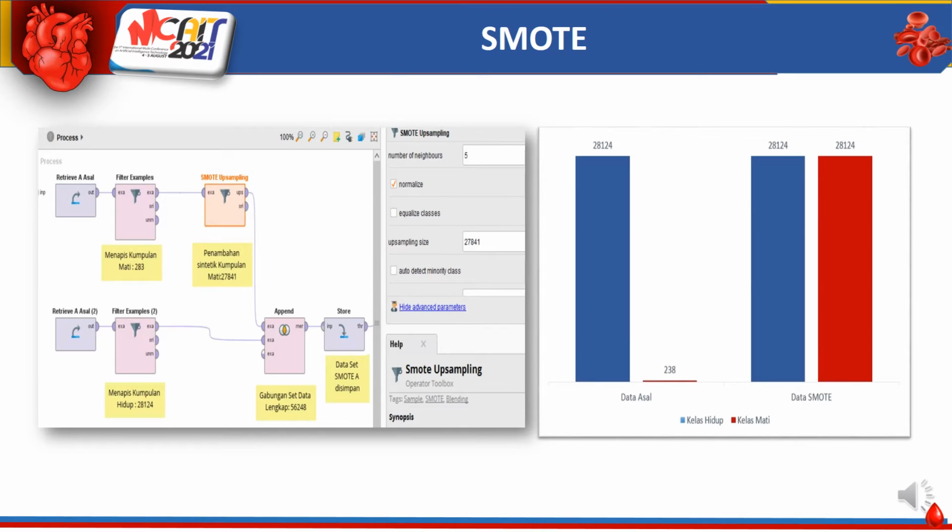SMOTE. Increasing the minority class sample using the Euclidean KNN algorithm approach at neighborhood k equal to 5. Finally, a 1-to-1 ratio dataset is achieved.